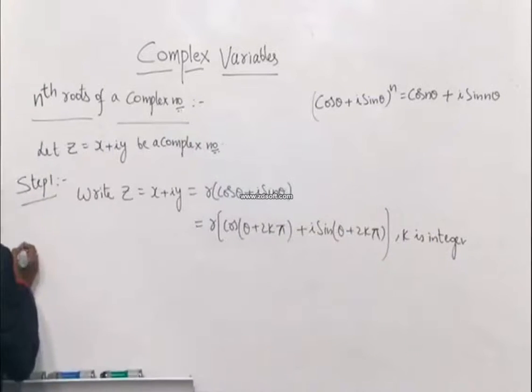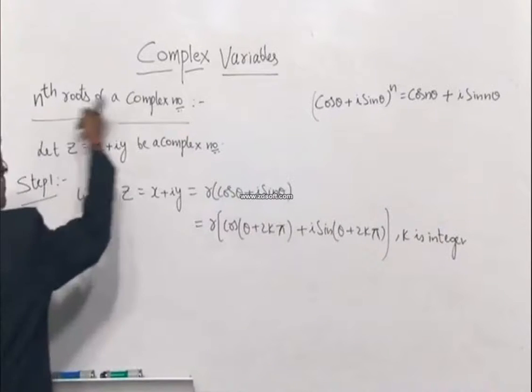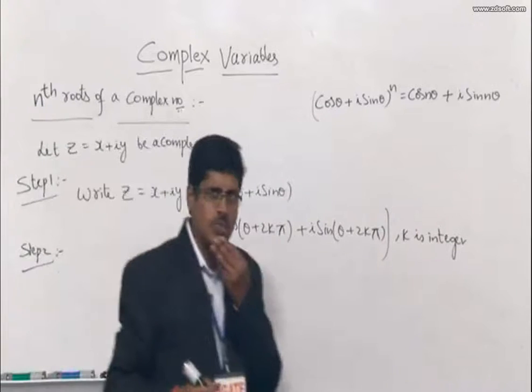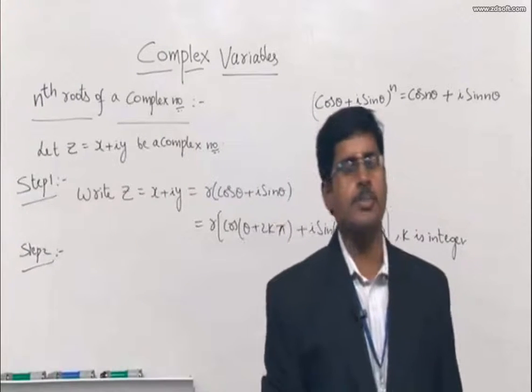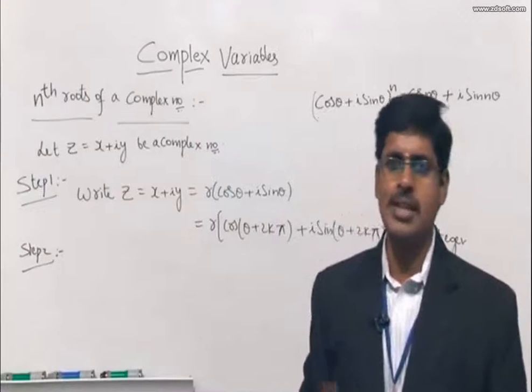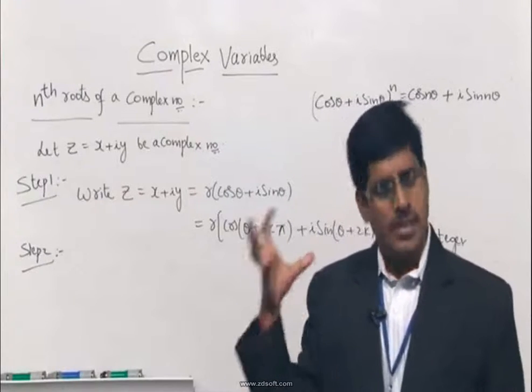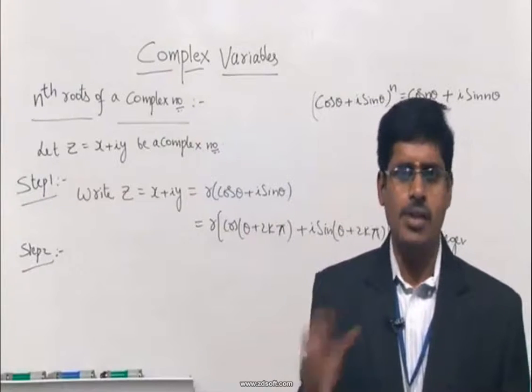So this is step 1. Step 2 means, what is the heading here I have given? Nth roots. Nth roots means first of all starts with square roots. Square roots means 2 values for the given complex number. Cube roots of a given number means it has 3 answers, 3 roots. Like that, nth roots of a given number means that z has n values.